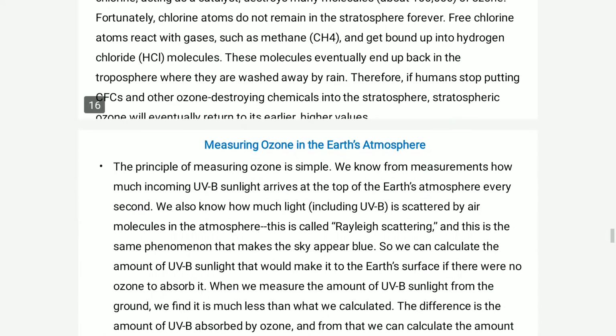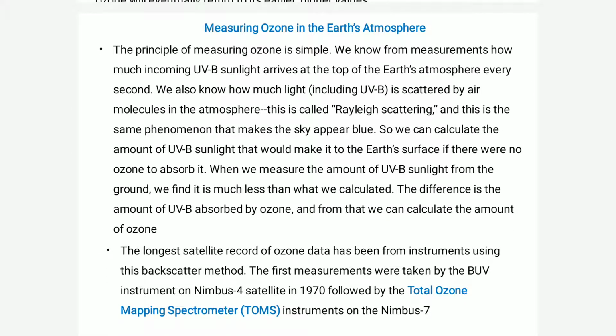Now, how are we measuring ozone in the Earth's atmosphere? The principle of measuring ozone is very simple. We know from measurements how much incoming UVB sunlight arrives at the top of Earth's atmosphere every second. We also know how much light, including the ultraviolet B, is scattered by air molecules in the atmosphere, also called Rayleigh scattering. This is the same phenomenon that makes the sky appear blue.